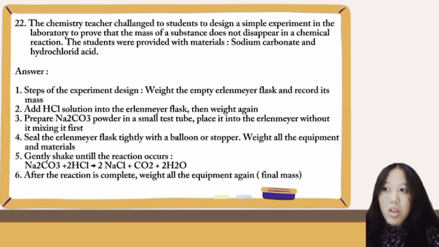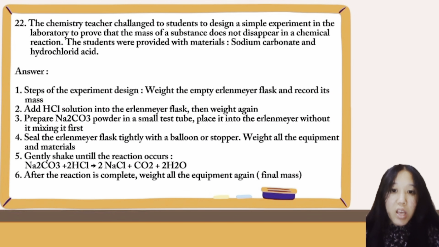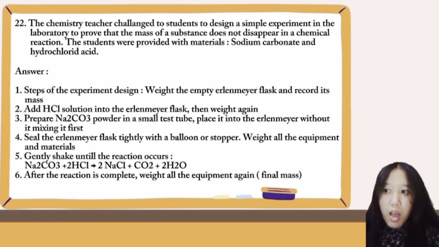Step 2. Add HCl solution into the Erlenmeyer flask, then weigh it again. Step 3. Prepare Na2CO3 powder in a small test tube. Place it into the Erlenmeyer without mixing it first. Step 4. Seal the Erlenmeyer flask tightly with a balloon or stopper. Weigh all the equipment and materials for the initial total.